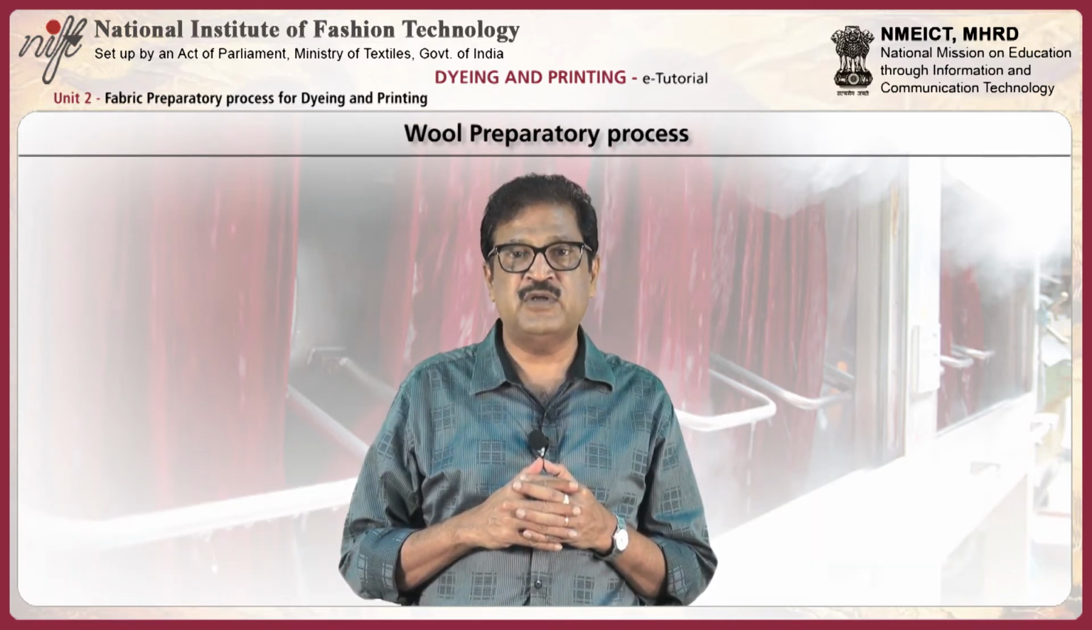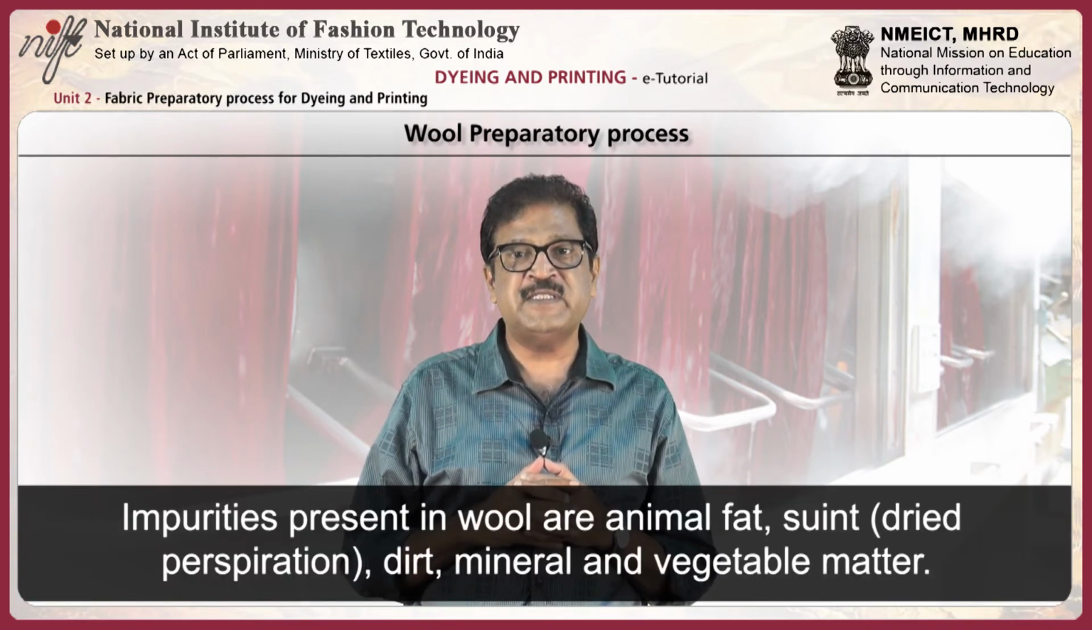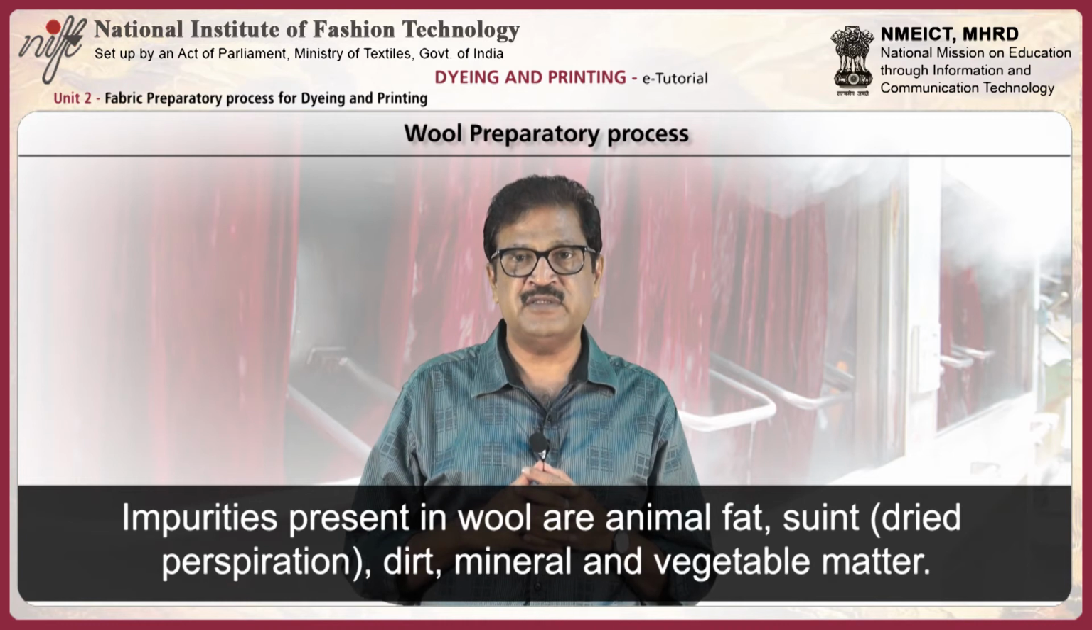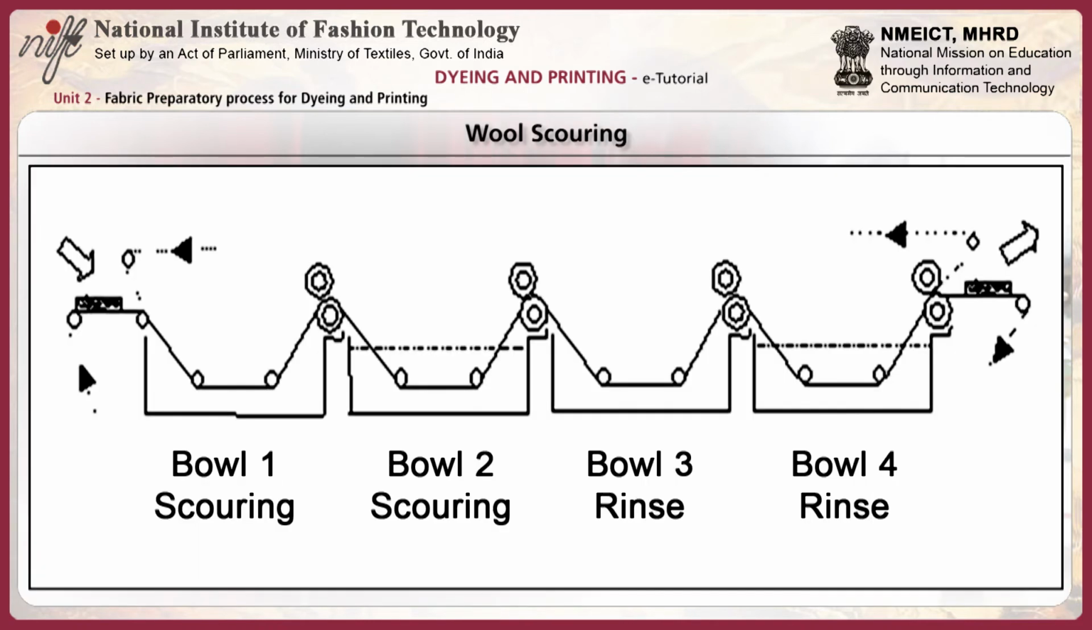Next we will discuss the wool preparatory process. Preparation of wool fibers. Impurities present in wool fibers are animal fat, suint, that is dried perspiration, dirt, mineral and vegetable matter. Wool scouring.